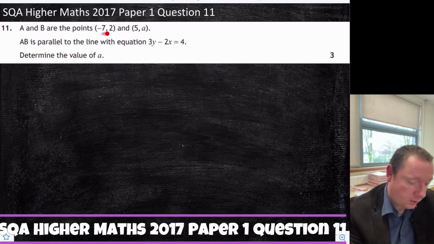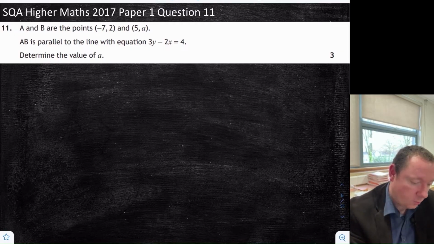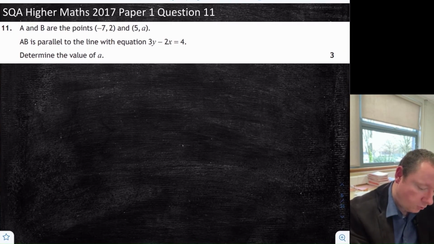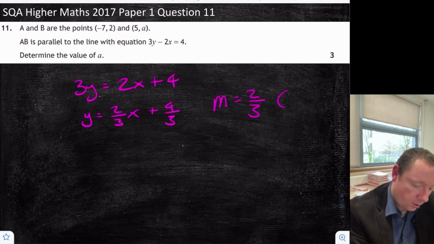Higher Maths 2017 Paper 1 Question 11. A and B are points, these here. AB is parallel to this line. Find the value of a. So parallel means same gradient. So if we look at 3y minus 2x equals 4, that means that 3y equals 2x plus 4. So y is equal to 2/3 of x plus 4/3. Key point is our gradient is equal to 2/3 because it's parallel to this line.